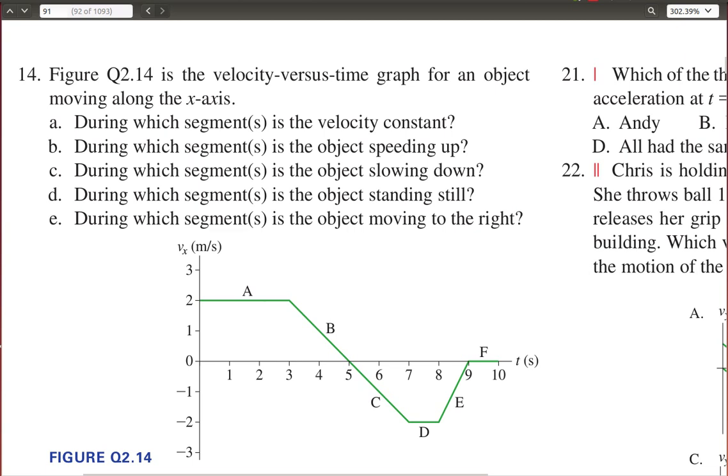And so segment A, it's always positive. Segment B, it's positive. And then C, D and E, it's negative, and F, it's 0. So the only dots that are positive are in segments A and B. So that's the only time the object is moving to the right. Okay, let's stop there.